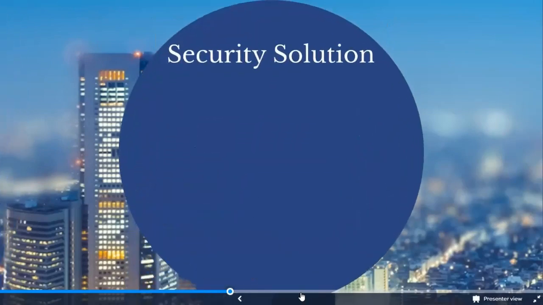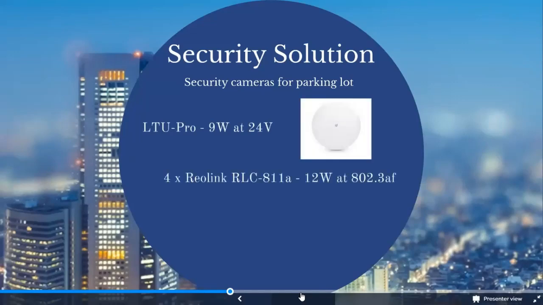Okay, one more system design that we'll do, another security solution, a little bit bigger this time. They're looking at security cameras for a parking lot. They're going to use the LTA Pro as their access point, 9 watts at 24 volt, and 4 RailLink cameras, each at 12 watts and 802.3af. So this is a unique situation where you have one device at 24 volt PoE, which is passive, not a PoE standard, and then you have 12 watts all at 48 volt at the 802.3af standard.